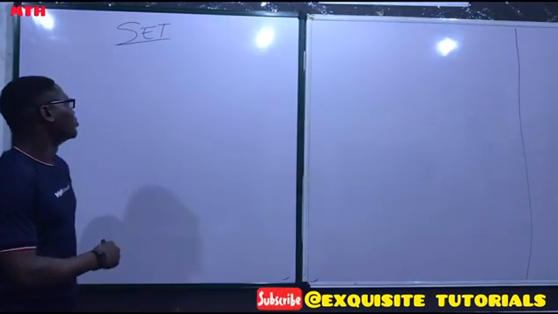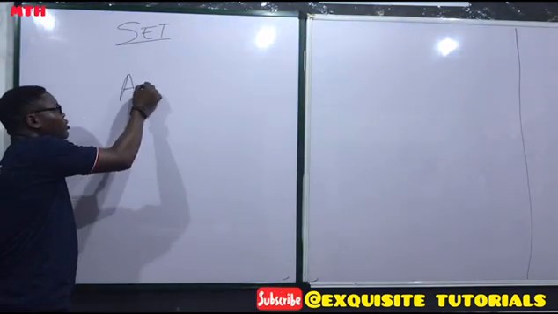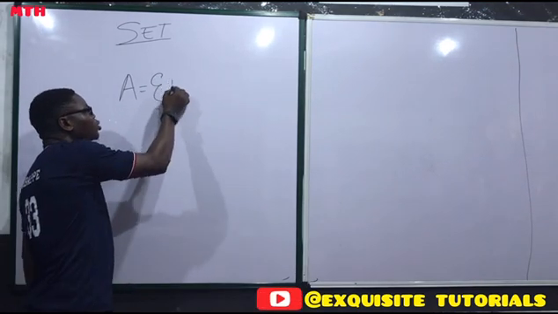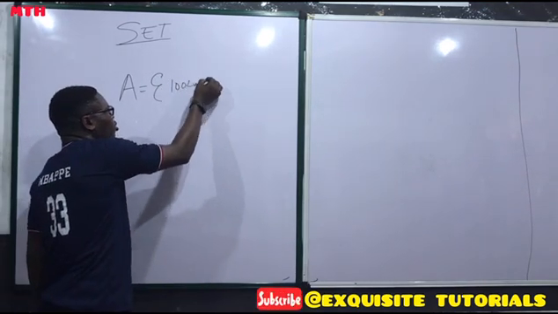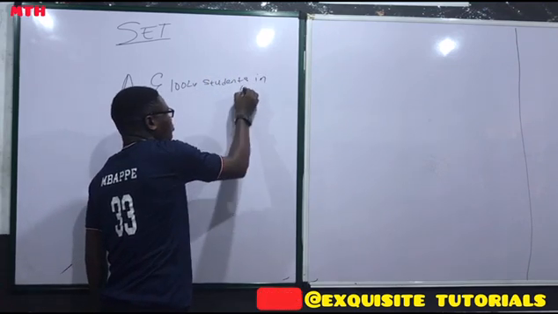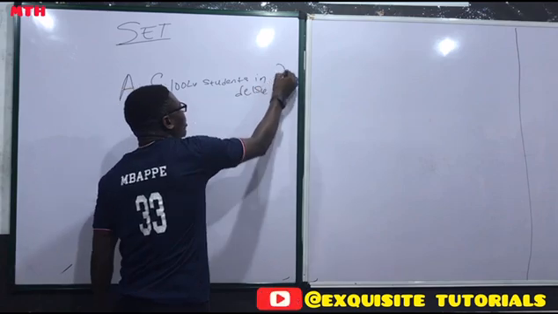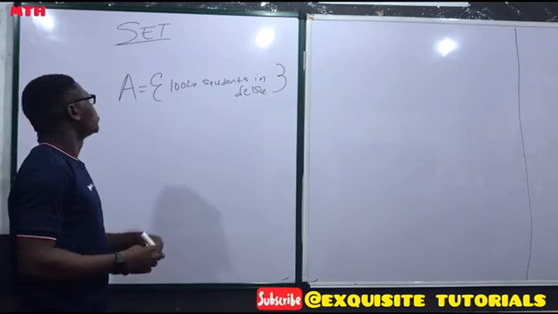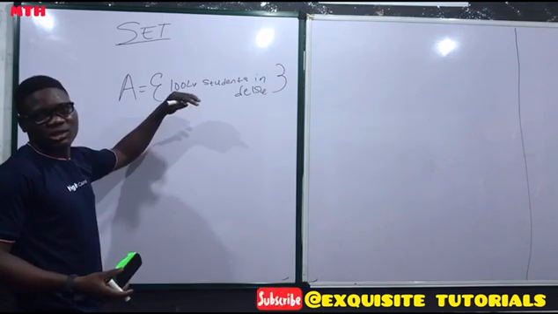Let's say, for example, let A be the set of all 100 level students in Delsu. Now, it's easy to know all 100 level students in Delsu. So we say that this set is defined.